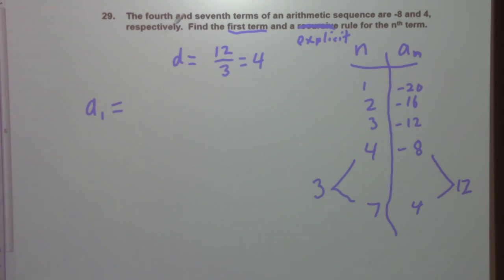And so a sub n, our explicit rule, is going to be -20 plus 4 times n minus 1. So this is our explicit rule. So we can use that rule to find anything. What does this equation here and the process of working it out remind you of? Should remind you of, for most of you, 8th grade algebra 1.